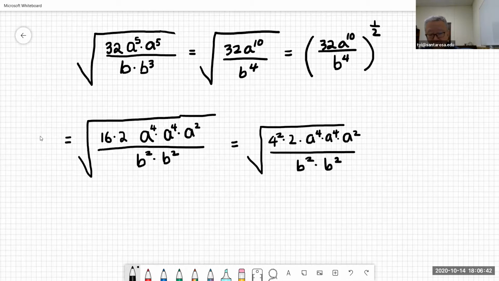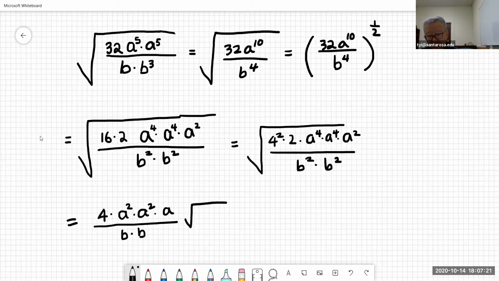So inside the radical, anything that has an exponent that is a multiple of 2, if it's a square, it comes out as 1. If it's fourth, it comes out as a square, and so on. So the 4 squared is going to come out as 4. The 2 stays inside. a to the 4 and a to the 4 come out as a squared and a squared. And a squared comes out as a. And the bottom one comes out as b and b. And the only thing that's going to be inside the radical would be a 2.